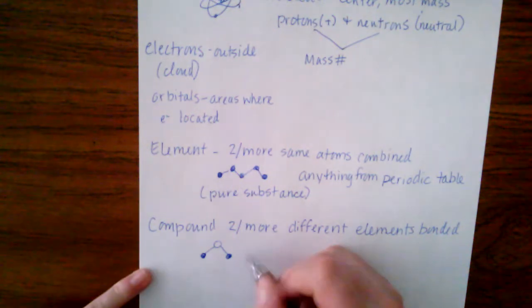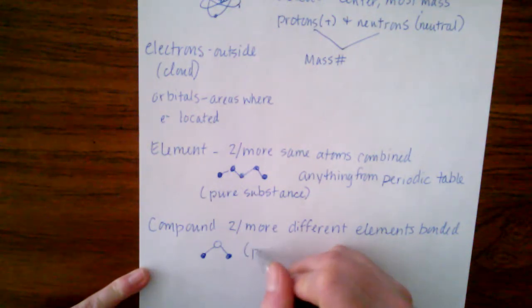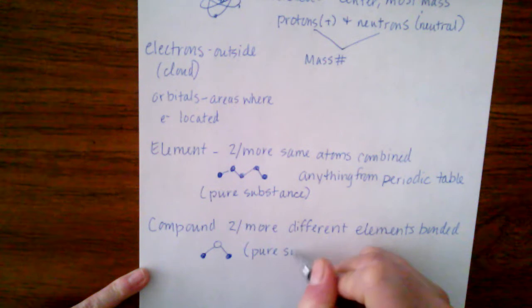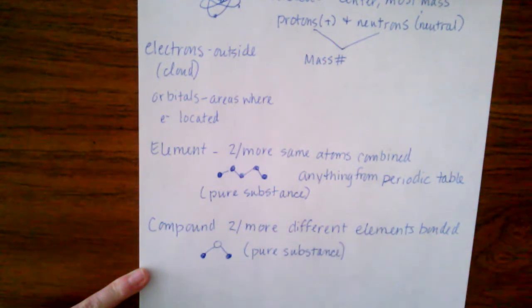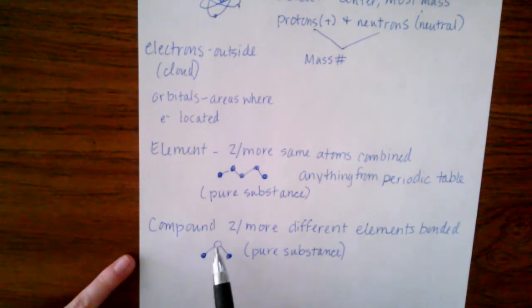Compounds are a pure substance. So like you can have pure water where it's just water molecules together. Just because you have different stuff bonded, it doesn't mean that it's not pure. It just means that they've chemically bonded and they've made a new substance.